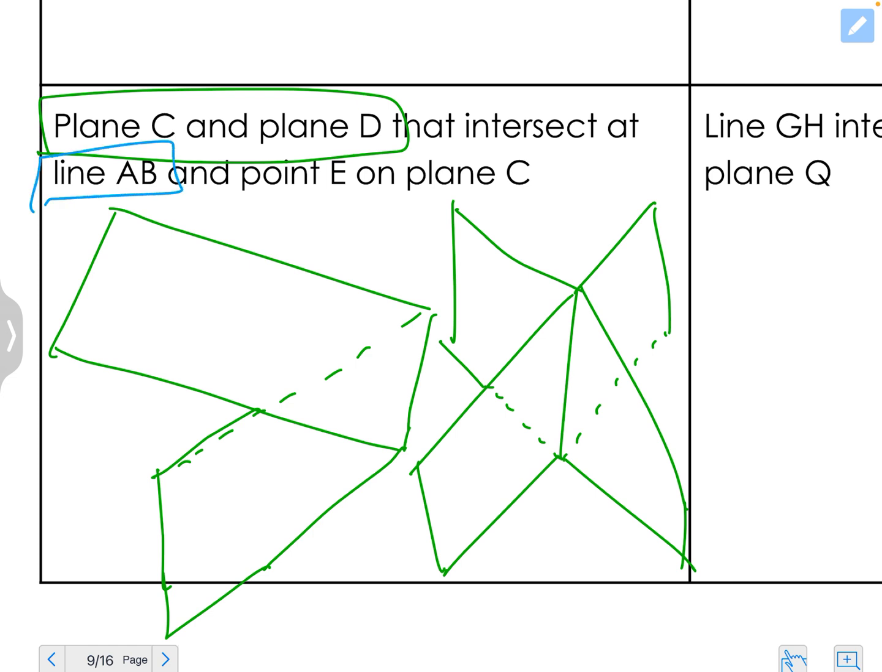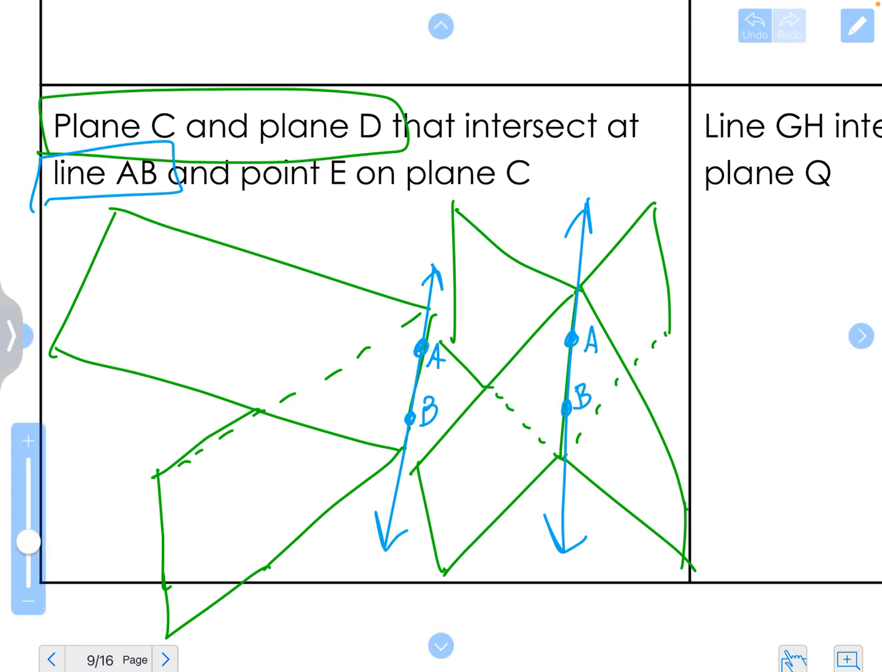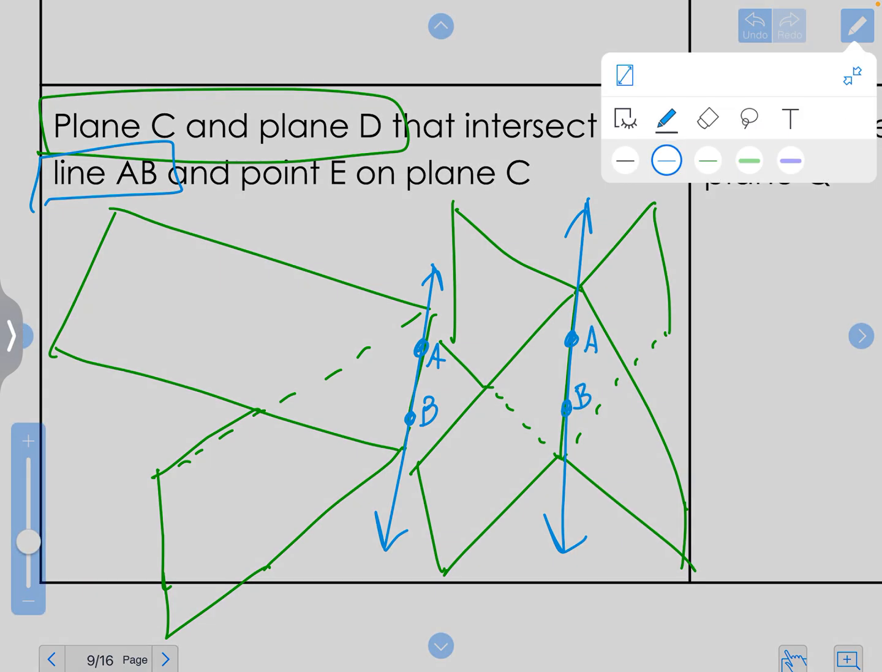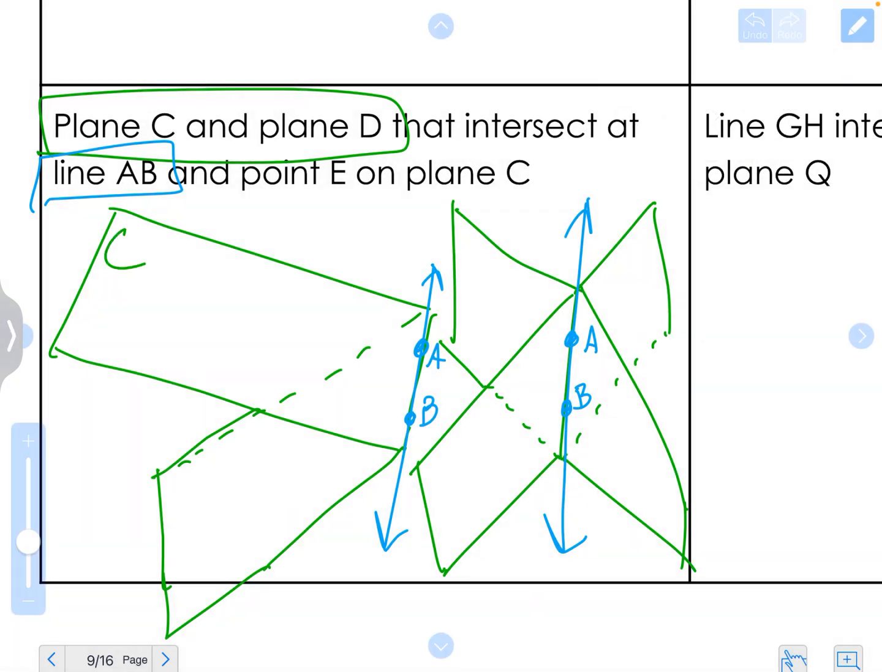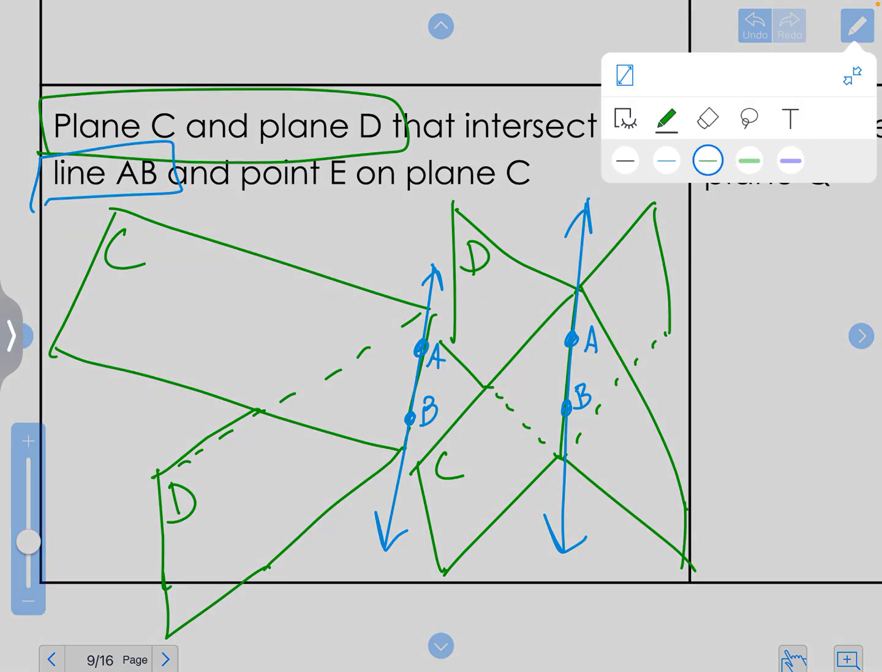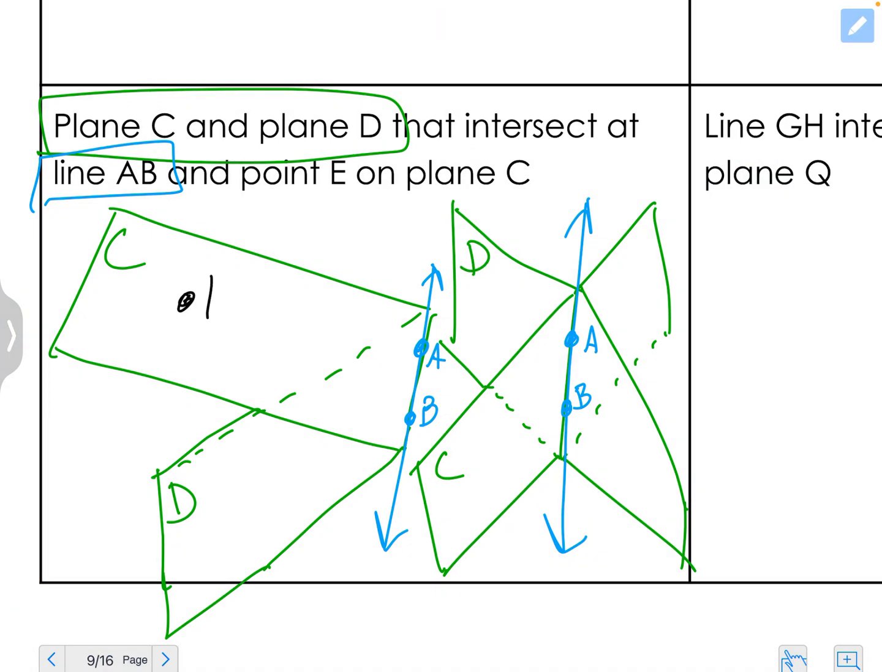So they're going to intersect at line AB. So I can have this right here, or I can have this right here, line AB. And then we need point E. Ooh, I forgot to label my planes. Let's call this one plane C. Let's call this one plane D. Let's call this one C, and that one back there D. And then we need point E on plane C. So there's point E, there's point E.